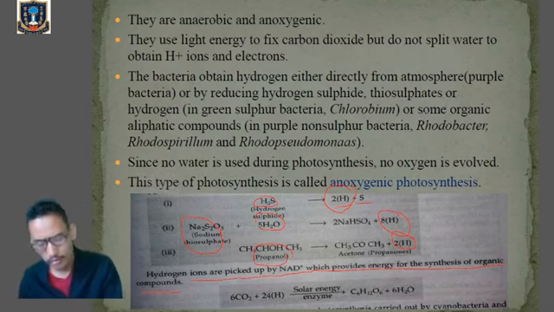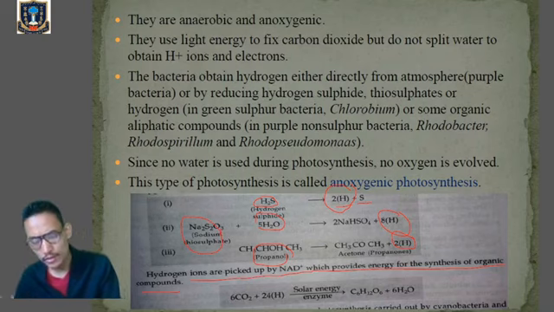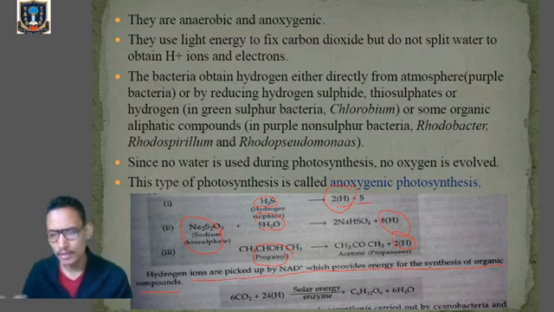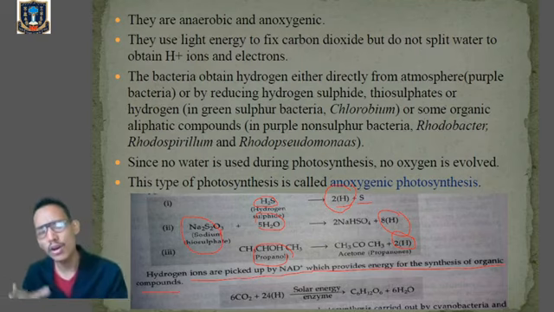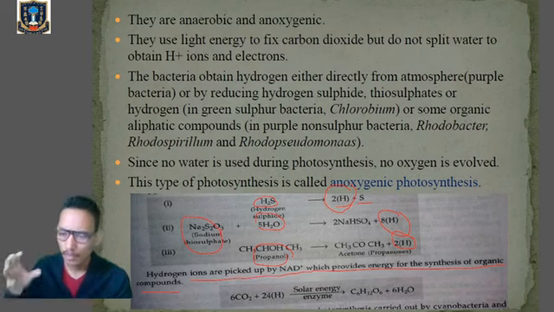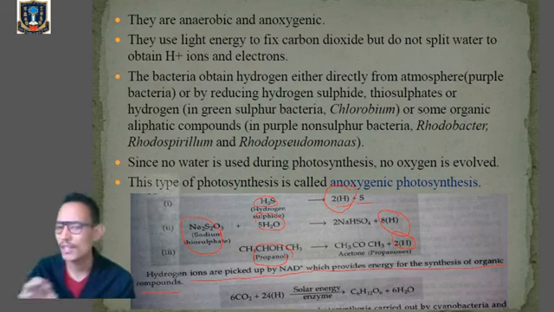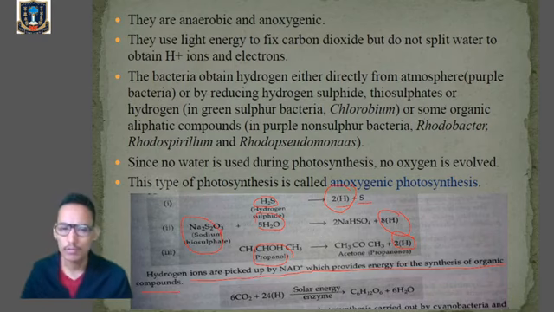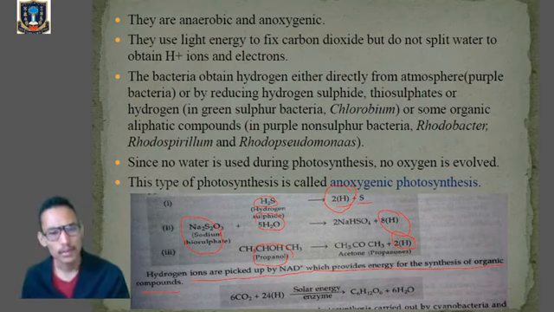Thus, in contrast to oxygenic photosynthesis carried out by the cyanobacteria, algae, and eukaryotic photoautotrophs, that is green plants, the process of photosynthesis in photoautotrophic bacteria is entirely different. Clear? Because here there is no formation of oxygen. That's why it is called anoxygenic photosynthesis.